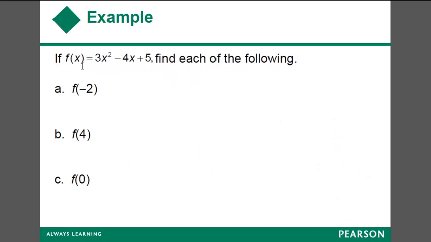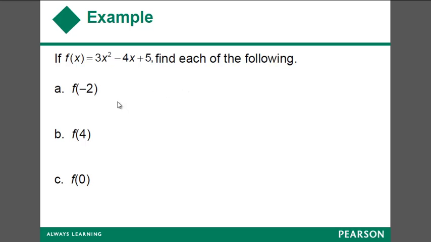Here we get into function notation, f of x. Don't panic, the f of x just means the same thing as y. I've literally replaced the y with f of x. This is function notation because it's going to tell me whatever is inside this parentheses, I'm going to replace every x inside my equation with that number. So if f of x is equal to 3x squared minus 4x plus 5, find each of the following.